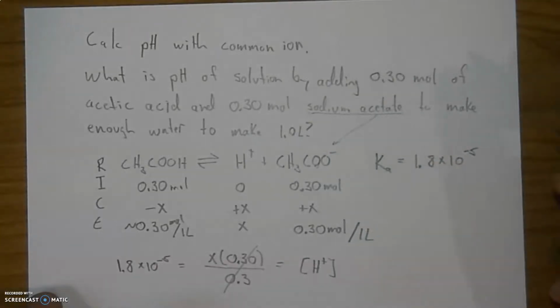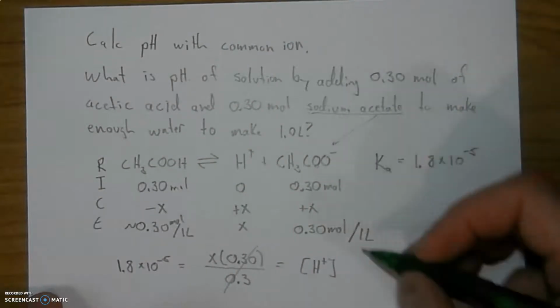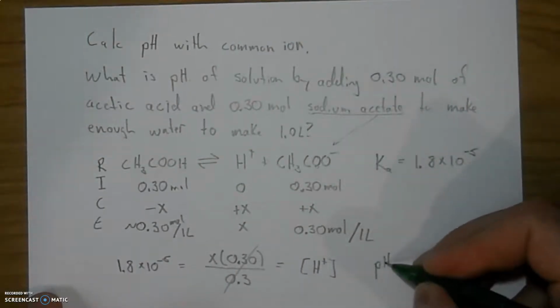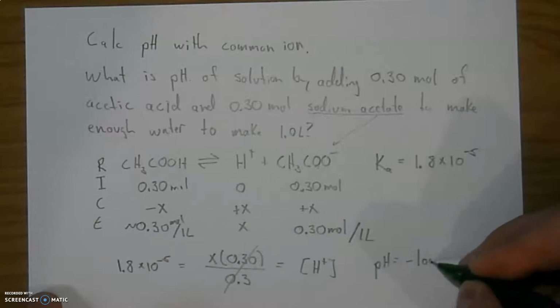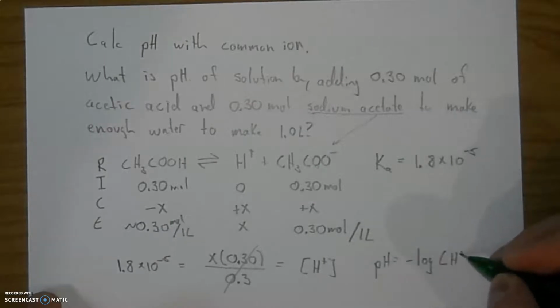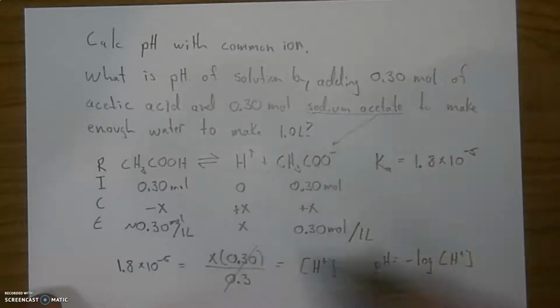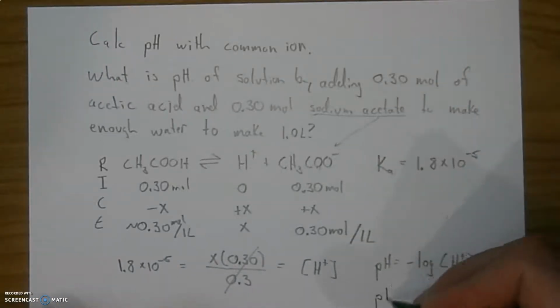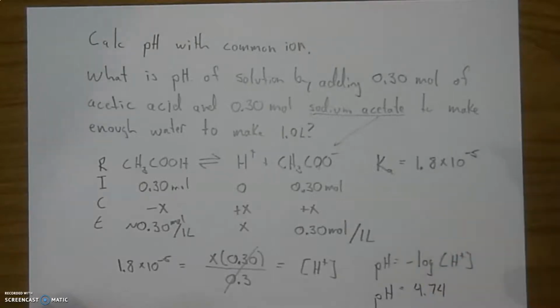Now the last part is we need to figure out what the pH is. pH, don't forget, is equal to the negative log of the hydrogen ion concentration. I have the hydrogen ion concentration, so I can plug that in, and pH will be equal to 4.74. Done. That's what it is with the common ion. Now, just for fun, if we pretend this isn't here, we can do the exact same problem, except this would be x squared on top and 0.3 down here.